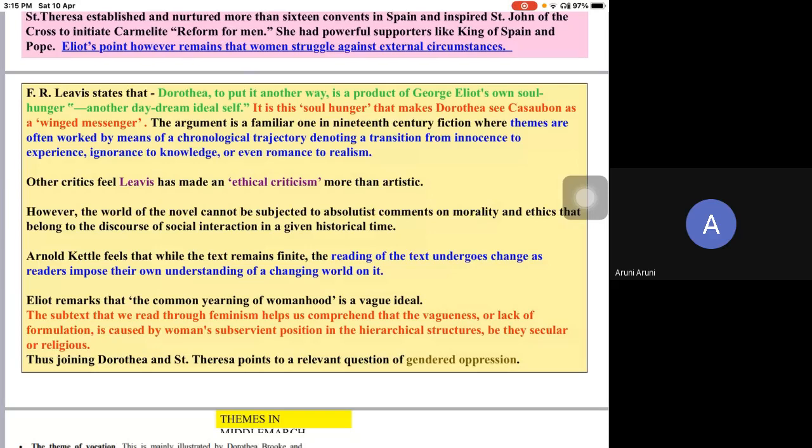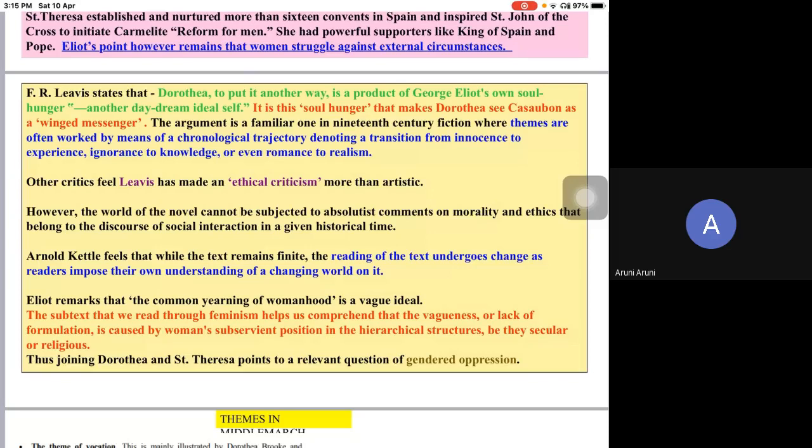Chronos is a Greek god of time. Chronology comes from that. So a chronological trajectory of how the characters pass from innocence to experience, from ignorance to knowledge, and even romance to realism. Likewise, we find Dorothea passing through all these stages, because she realizes once she's married to Casaubon that marriage is nothing like she had imagined it to be.